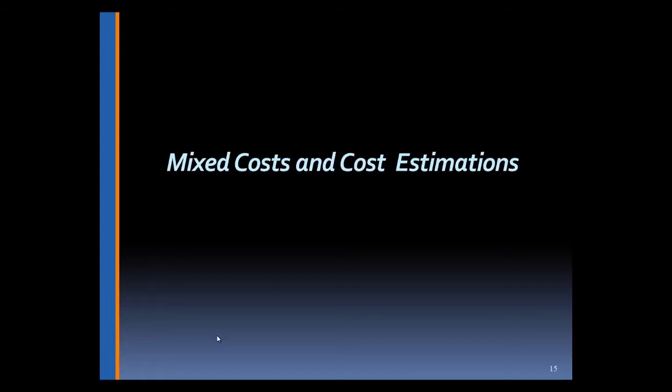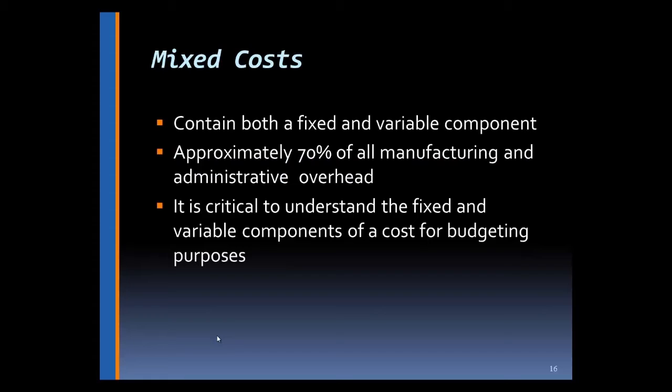Now let's address mixed costs and cost estimations. A mixed cost is a cost that contains both a fixed and variable component. Approximately 70% of all your manufacturing and administrative overhead consists of mixed costs. Now, it is critical that we understand the fixed and variable components of a mixed cost. This is particularly true in the budgeting process because we want to be very accurate in our budget. So we have to know how much of our projected cost is fixed and how much is variable.